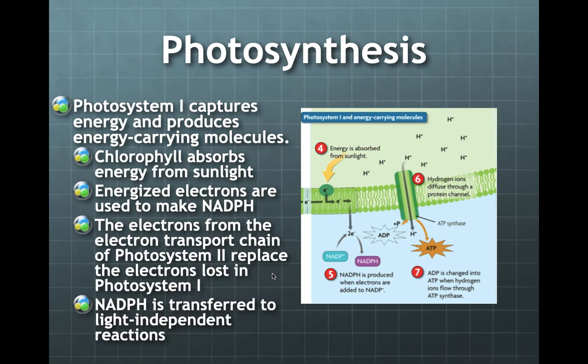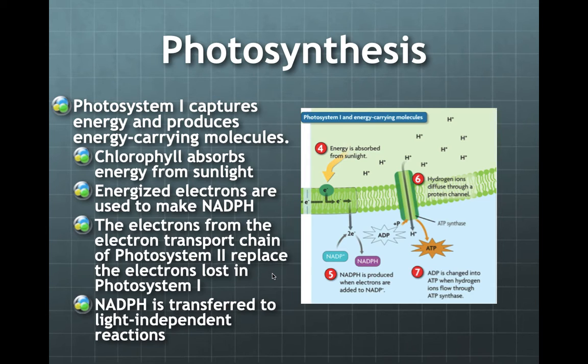So photosystem 1 is going to capture energy, another wavelength of sunlight, and produce energy-carrying molecules in the form of NADPH and ATP. Chlorophyll is going to absorb the energy from the sunlight. It's going to energize the electrons used to make NADPH. The electrons from the electron transport chain of photosystem 2 replace the ones lost in photosystem 1. NADPH is transferred to the light-independent reactions. And we're also going to be making ATP as hydrogens flow through the ATP synthase here to make ATP to also go to the light-independent reactions.